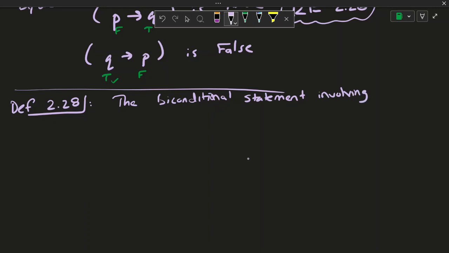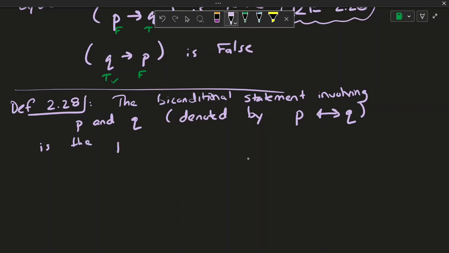The biconditional statement involving P and Q is denoted by P if and only if Q, so kind of a double arrow there. It is the proposition P if and only if Q. Sometimes it's abbreviated P if and only if Q, double arrow.